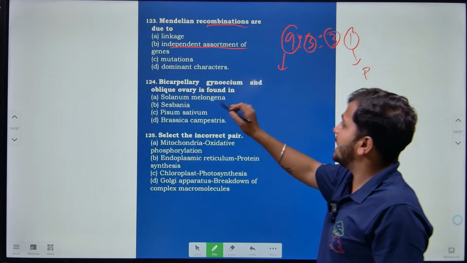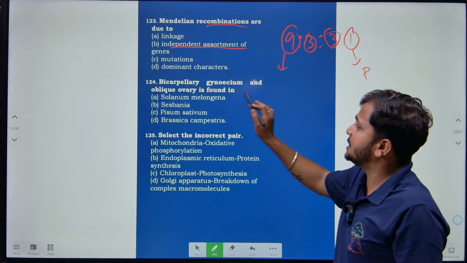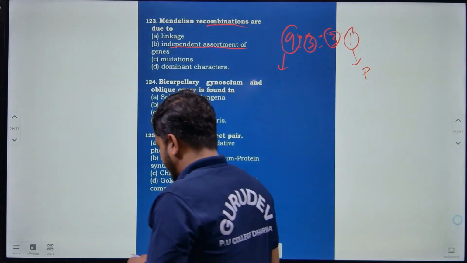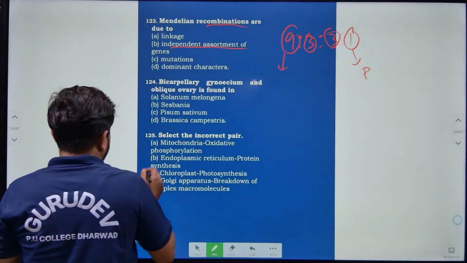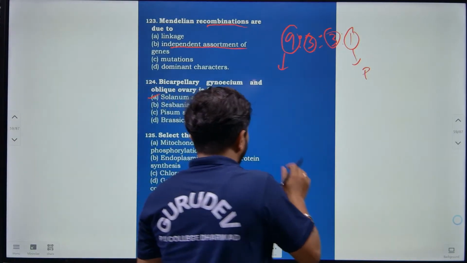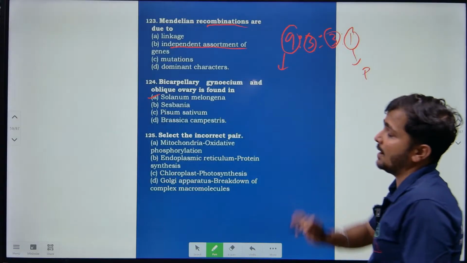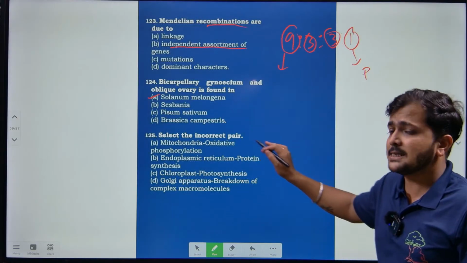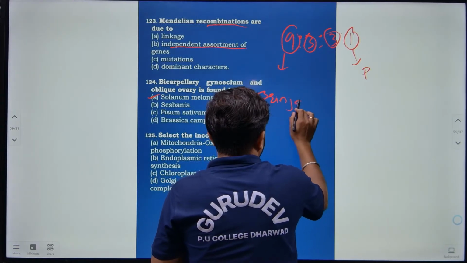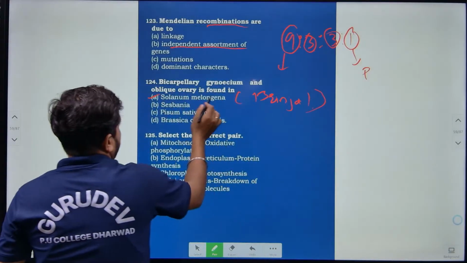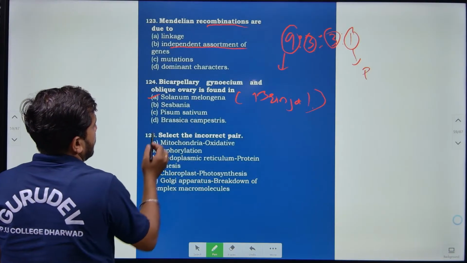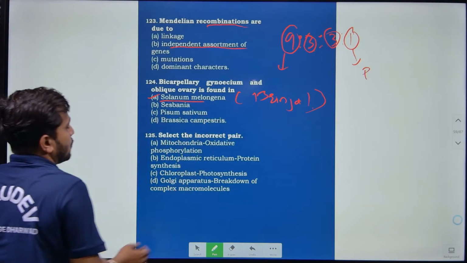Then the next question: bicarpellary gynoecium and oblique ovary is found in which plant? This is found in Solanum melongena, which is nothing but the brinjal. The brinjal's scientific name itself is Solanum melongena. So bicarpellary gynoecium and oblique ovary is found in Solanum melongena.